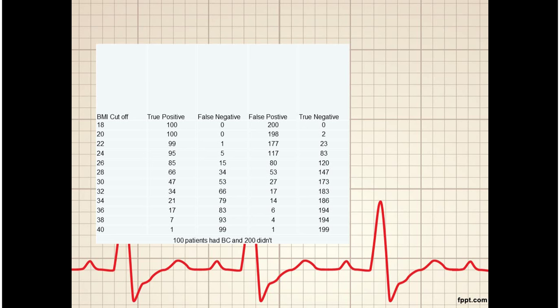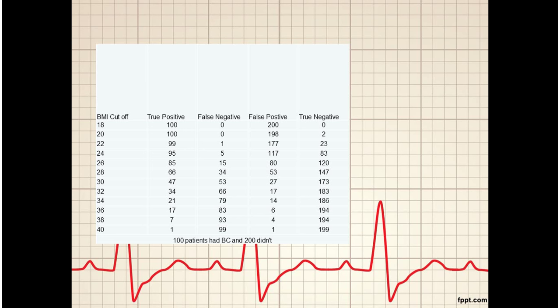Over here, what you have is data from patients. These are patients with breast cancer. So there's 300 total patients. 200 of them didn't have breast cancer, and 100 of them did. And in each setting, you're saying, well, what if I have a patient who comes into the doctor's office and has a BMI of 18? Is that a diagnostic for having breast cancer or not? So true positives are the number of people that you correctly diagnosed as having breast cancer. They're truly positively identified as having breast cancer. That's how I think of it.